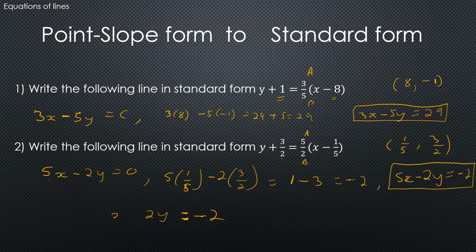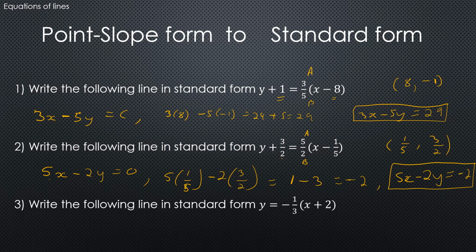All right, one last example. This one, believe it or not, is still in point slope form. The y here by itself is basically y plus 0. So we have the slope and we've got the point. The point we have here is -2. Remember, you change the sign, and 0 doesn't really have a sign. So -2, 0. That's the point.